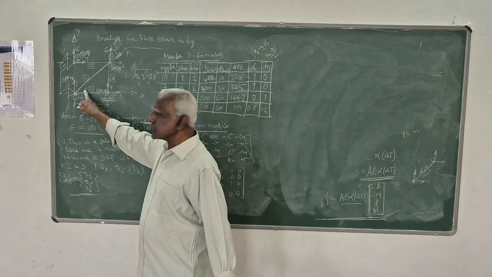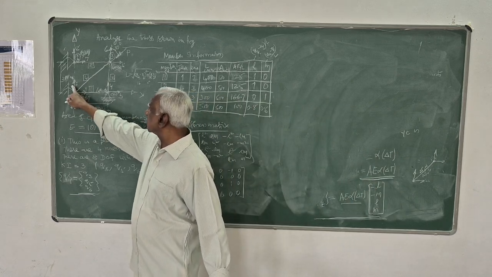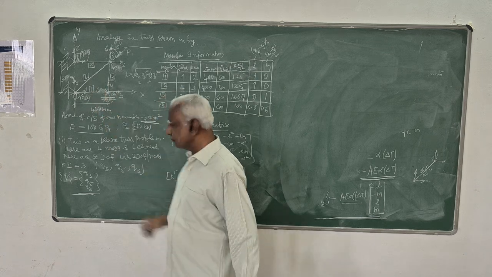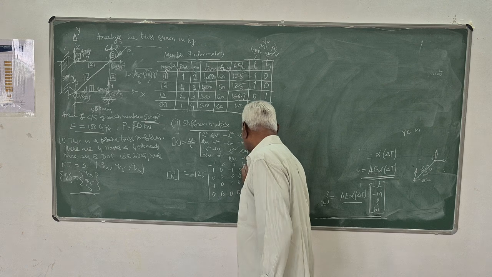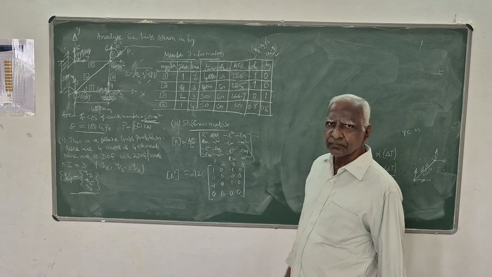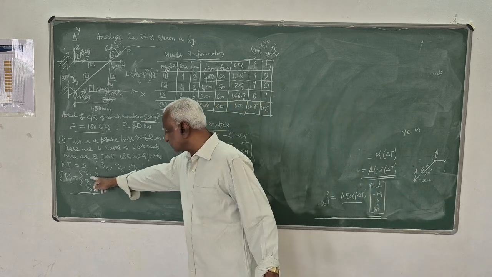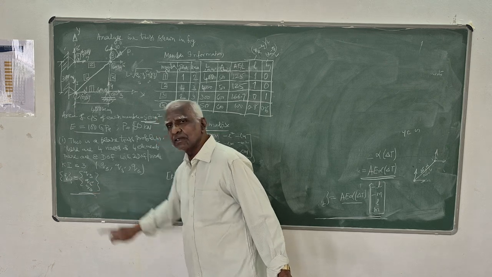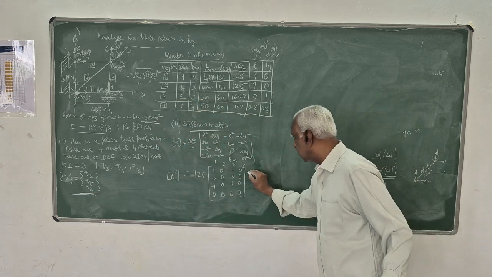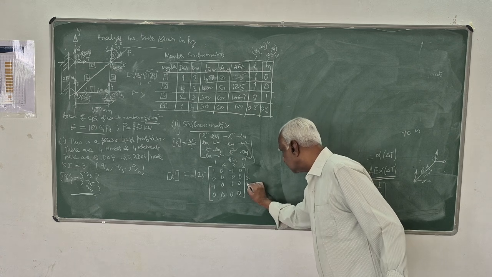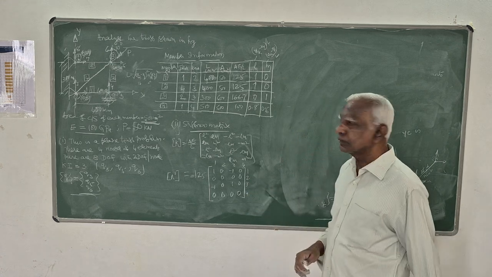So you write the degrees of freedom. 1, 2, 3, 4. 1, 2, 3. Here, unknown displacements correspond to 3, 5, 6 that you have to calculate. This is 1, 2, 3, 4. Here also 1, 2, 3, 4.